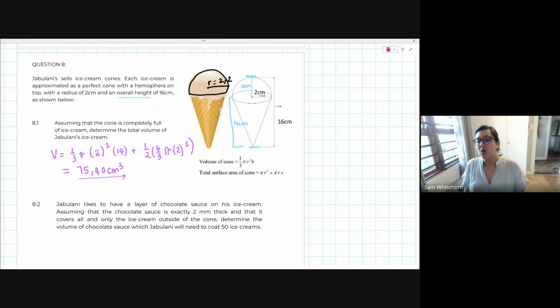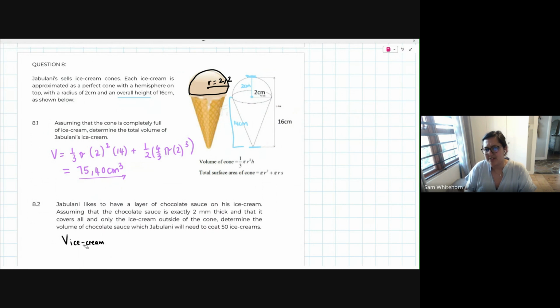We need to figure out how much chocolate covering or chocolate coating we need. So we're going to work out the volume of this hemisphere with the extra 2 millimeters. But then what we must remember is we're working out a solid hemisphere. We would need to subtract the ice cream inside. So we would need to take the volume of the ice cream.